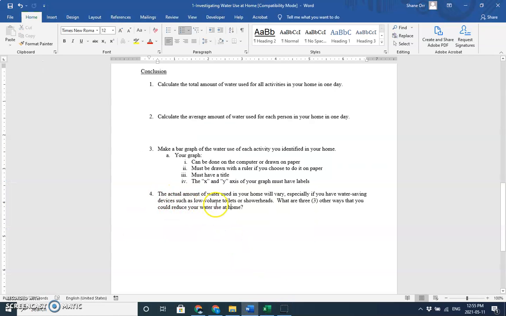And then the last question here is just saying that there's different ways that homes can save water. So for example, like low volume toilets or shower heads and things like that. I want you to come up with 3 other ways, not including these 2 here that are listed as examples. 3 other ways that you can reduce water in your home. And you can just list those down below. Once you've got all of this assignment complete, then you can upload all of these components to Google Classroom and click Submit. This assignment should take you a couple of days to do.